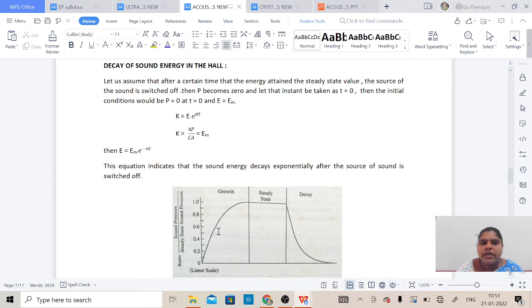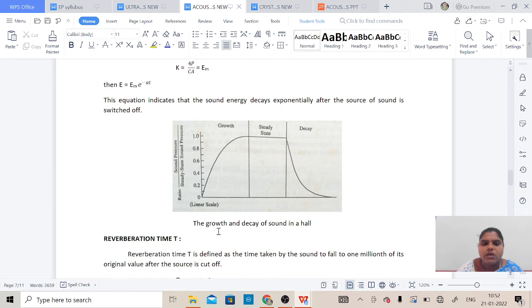Let us assume that after a certain time the energy attained the steady state value, and the source of the sound is switched off. Then P becomes 0 and let that instant be taken as t equals 0. The initial conditions would be P equals 0 at t equals 0 and E equals Em. Now K equals E into e power alpha t, so K equals 4P by CA equals Em. Here also the equation is as above. So that indicates the sound energy decays exponentially after the source of sound is switched off.